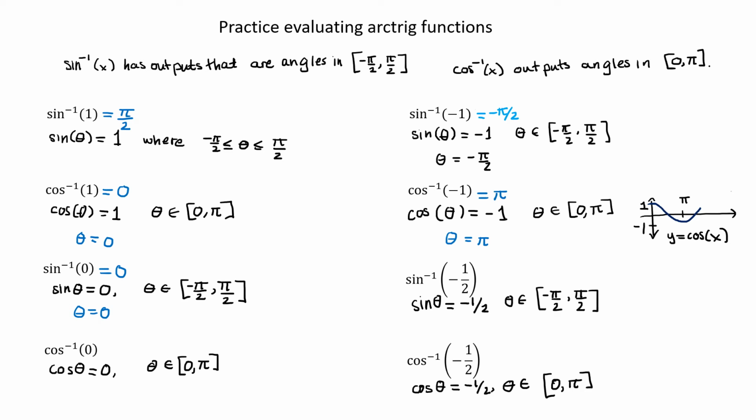Okay, the inverse sine of negative 1/2. We want to know the angle theta between negative pi over 2 and pi over 2, where sine of theta is equal to negative 1/2. This is going to be theta equals negative pi over 6.